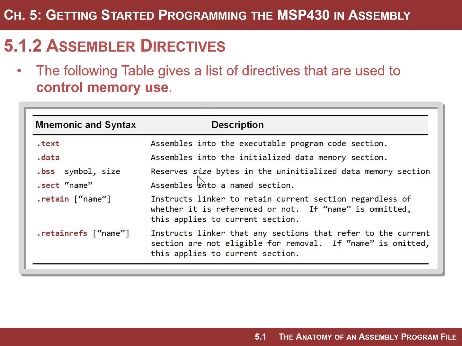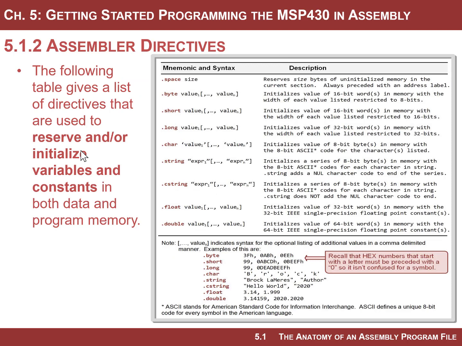Then you've got ones that can reserve sections and name sections. You can reserve uninitialized data memory sections. So those are the main ones for memory control. You also have a whole bunch which are used to reserve or initialize variables. These are very handy. If you want to set up a variable, you use .space. And also, let me just tell you, you're not going to understand any of these as I talk through them. I'm just trying to give you an overview that they exist and that there is a table that has them listed, and you really learn them when you start typing them in.